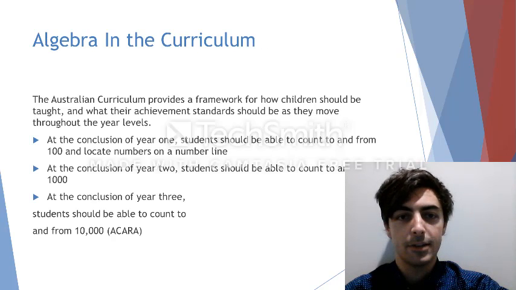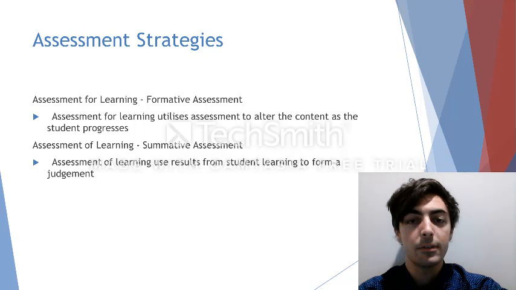For the purpose of this presentation we will be focusing on the algebra and number strand of the curriculum. The Australian curriculum provides a framework for how children should be taught and at what achievement standards they should be as they move throughout the year levels. The assessment strategies that we will discuss include assessment for learning, also known as formative assessment, and assessment of learning, also known as summative assessment.